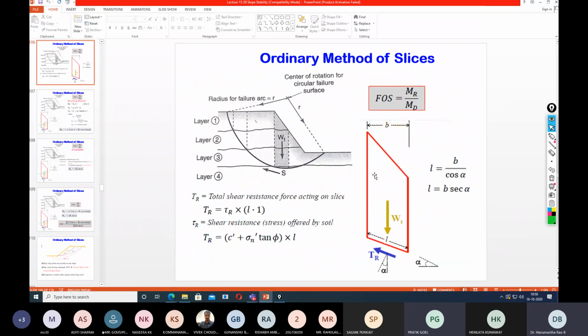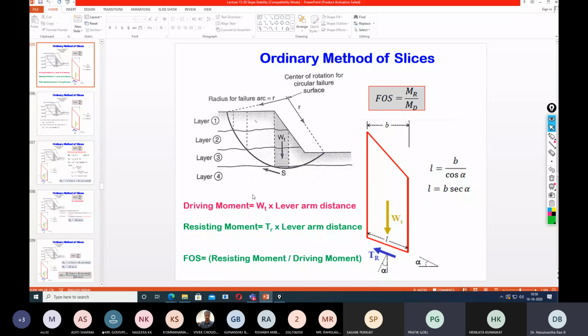That's what is shown here. Suppose you look at this: we have divided the slices in the vertical direction, but there are soil layers also, layer 1, layer 2, layer 3, layer 4. Accordingly you have to take different weights corresponding to different layers. Sir, so we have to take some average gamma for the weight?